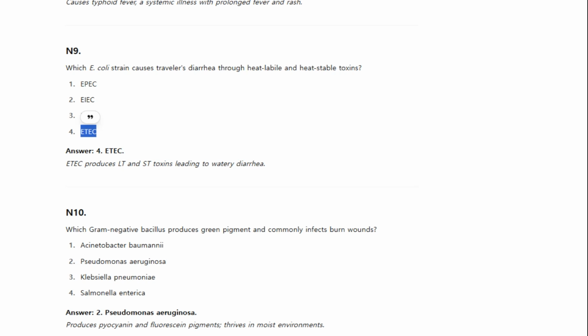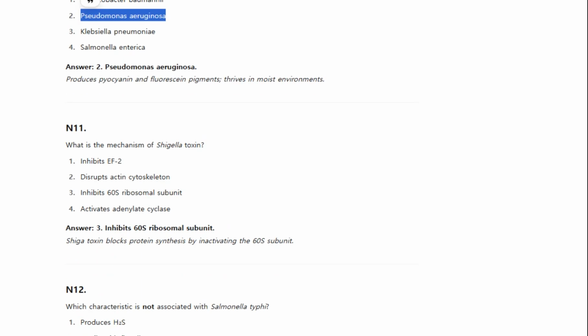N10. Which gram-negative bacillus produces green pigment and commonly infects burn wounds? 1. Acinetobacter baumannii. 2. Pseudomonas aeruginosa. 3. Klebsiella pneumoniae. 4. Salmonella enterica. Answer: 2. Pseudomonas aeruginosa. Produces pyocyanin and fluorescein pigments, thrives in moist environments.